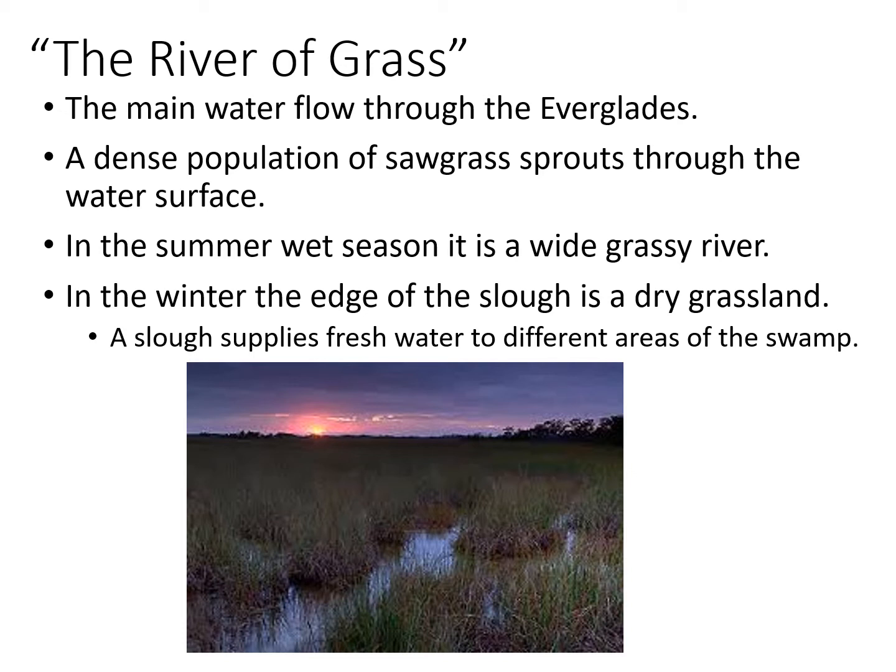And so in the summer wet season, you guys are all familiar with that, the afternoon thunderstorms and rain showers, that's when the grassy river becomes really wide because it's swelling with a lot of water. And in the wintertime, typically mid to late November up until March or April, that's when it can kind of narrow down and some of the areas completely dry out. Okay. And sloughs are kind of like deeper portions of the river, and they deliver a lot of fresh water to these different areas of the swamp.